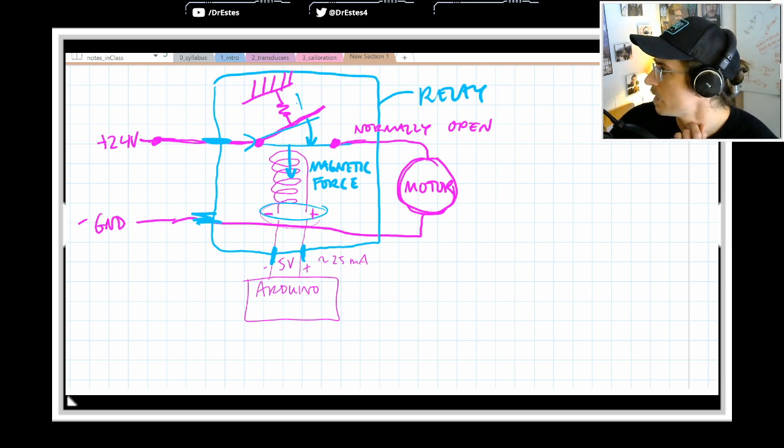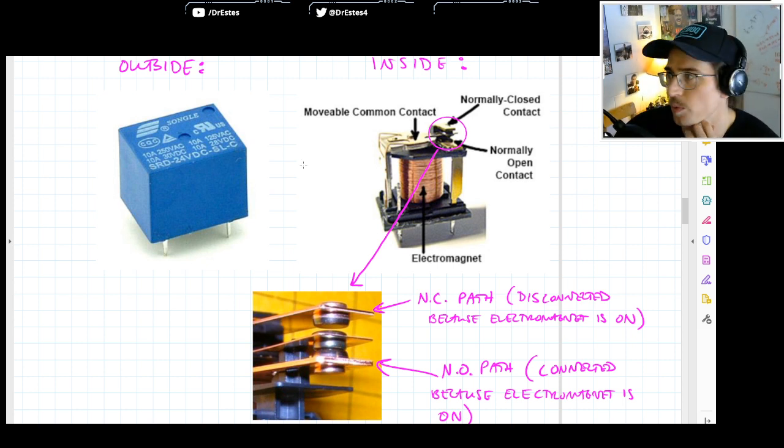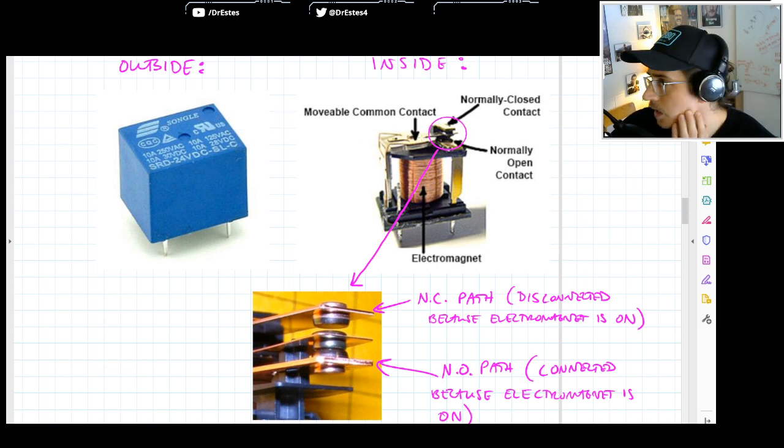I have something to show you. Let's go over here. So this is the relay in your kit, right? If you take off this blue container, this is what you've got inside. And what I want you to see is this is the electromagnet. Most of the space in there is that coil of wire. And when you run current through it, it pulls a magnetic force downward.